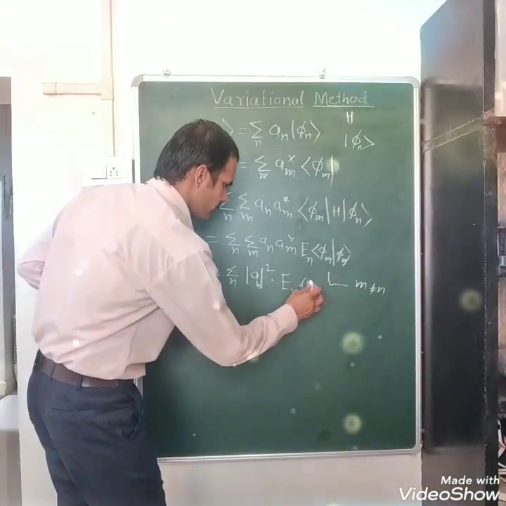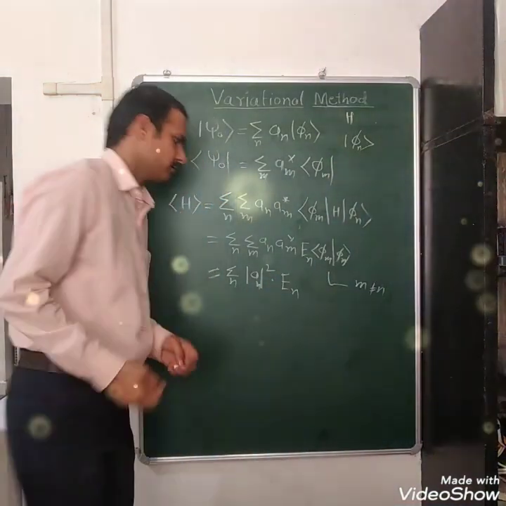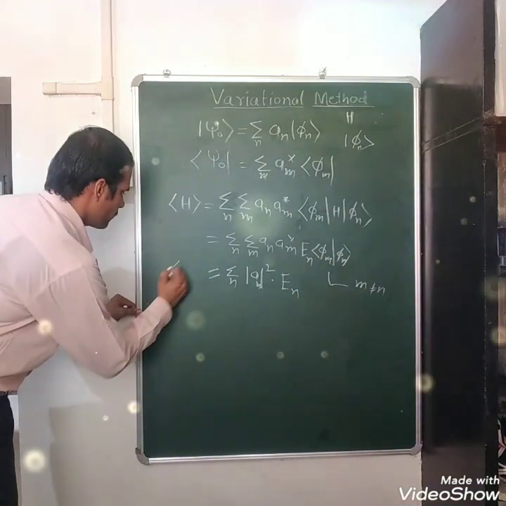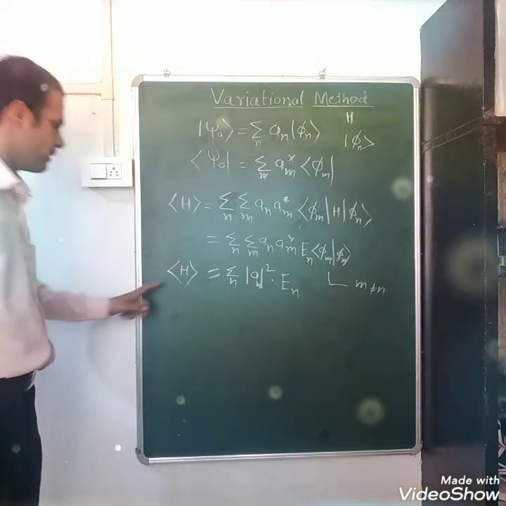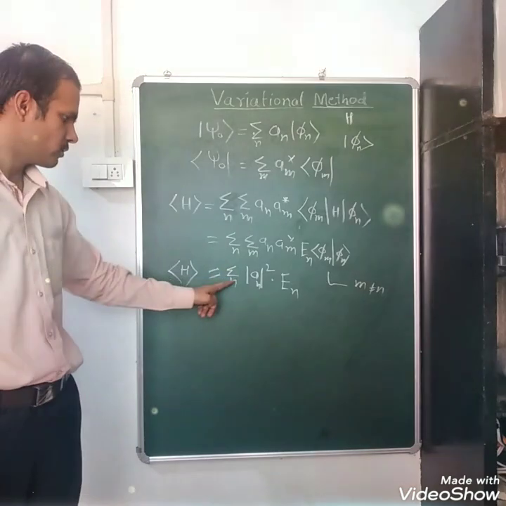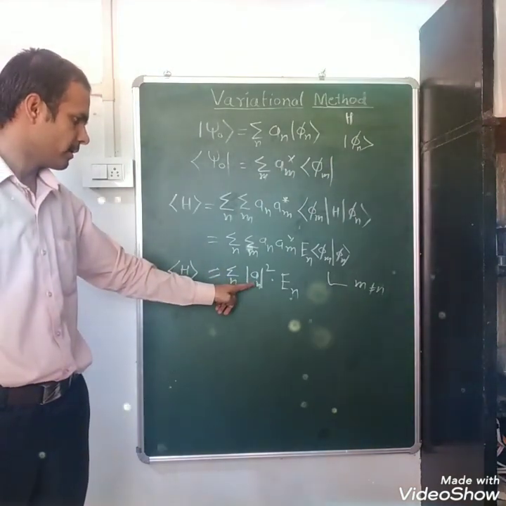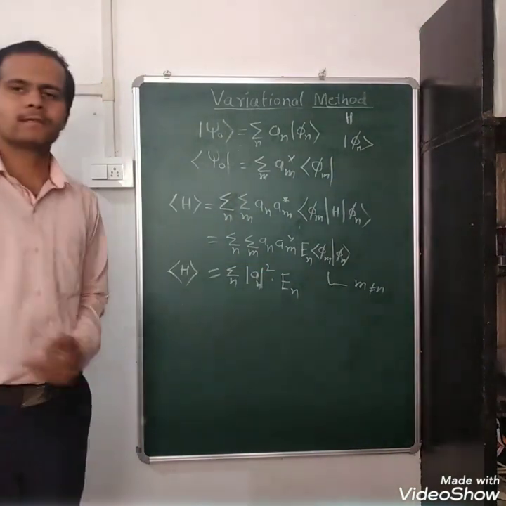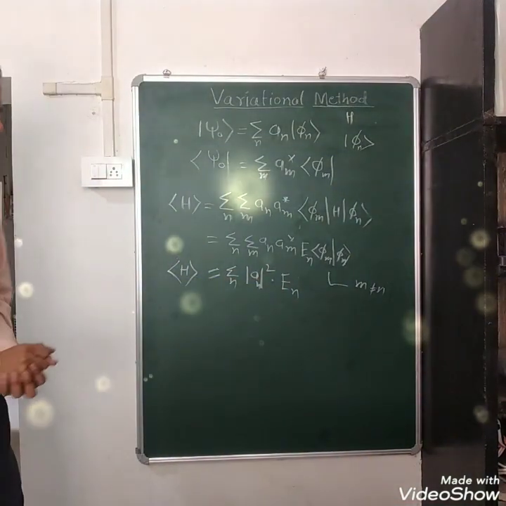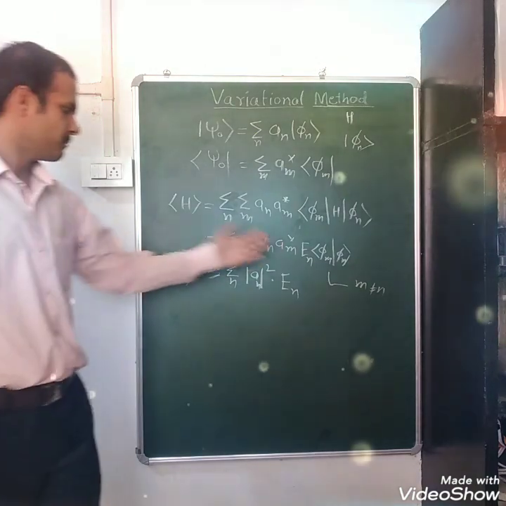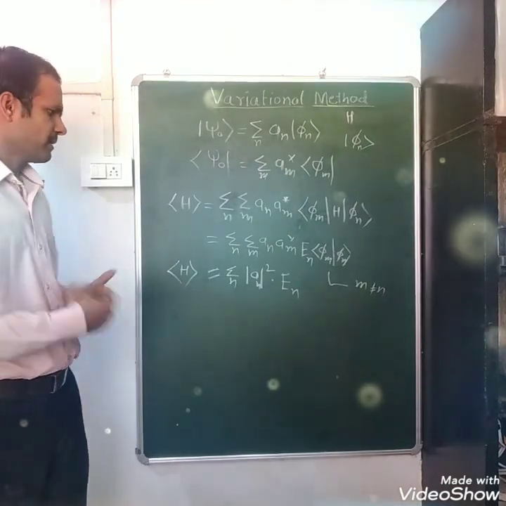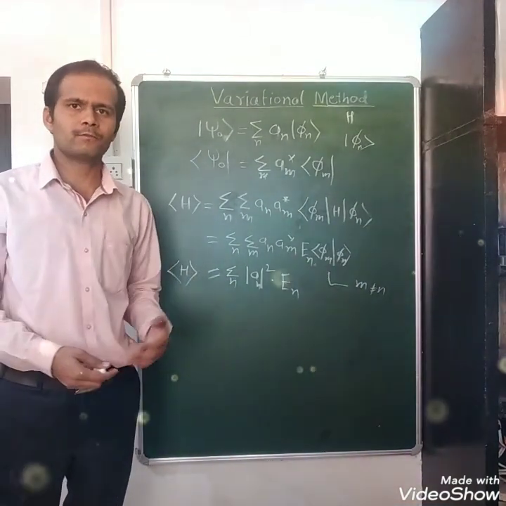This is 1, so we can cancel it. So finally we have got the expectation value of H is equal to summation over n mod an square into en, where en is the energy eigenvalue. Okay, this is the expectation value of H. So that we understood, the next procedure.